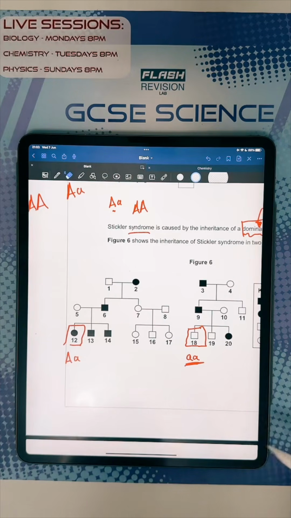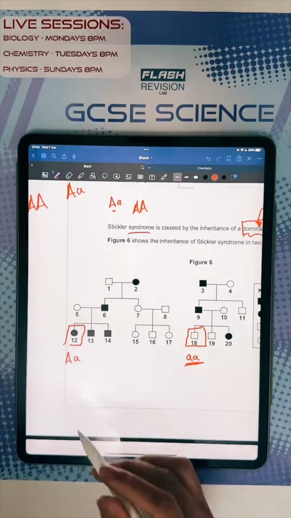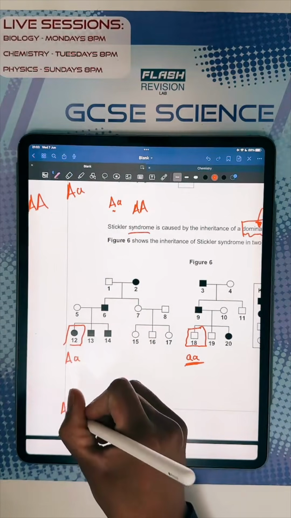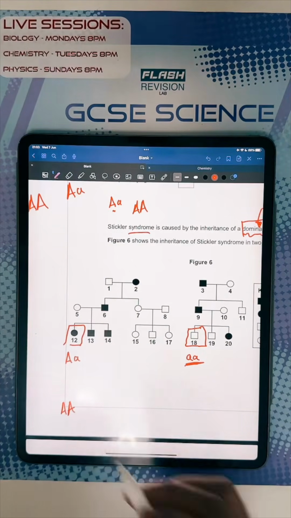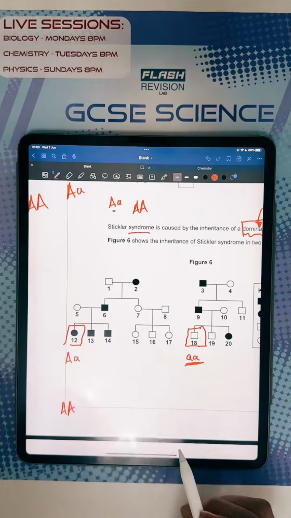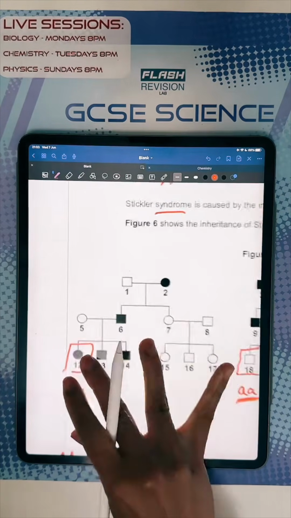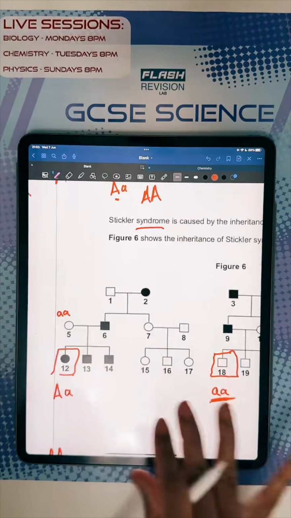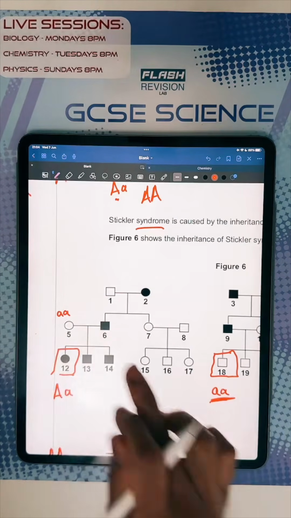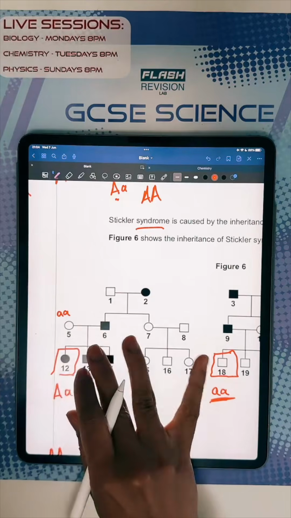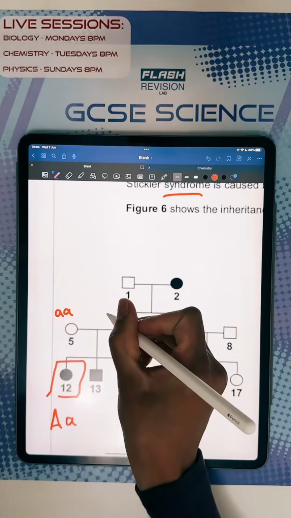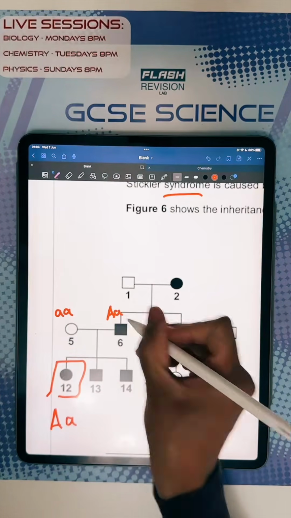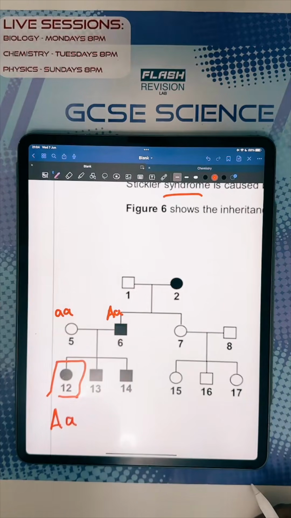So 12, this is the one where people are asking, why is it not big A, big A? Because now you need to look at the parents. This parent number 5 can only be small a, because of what I said earlier. The only way you can't have the disease is if both are small a's. And this parent has to be big A, small a.